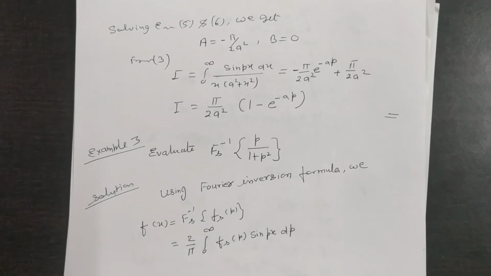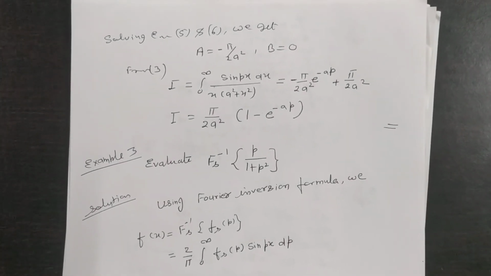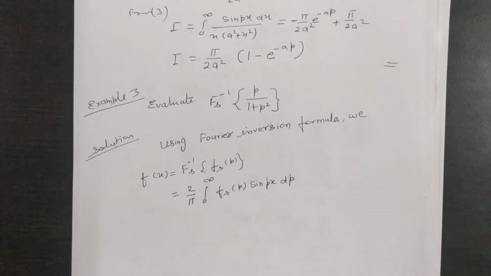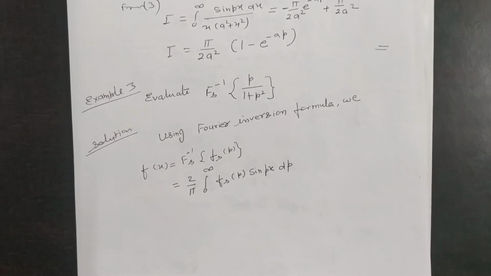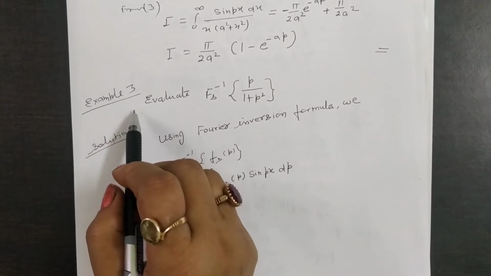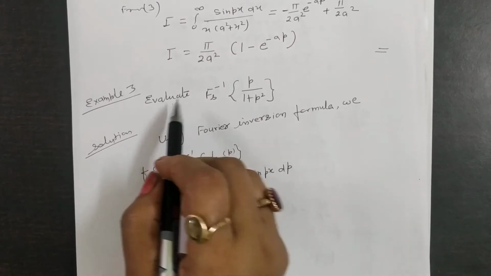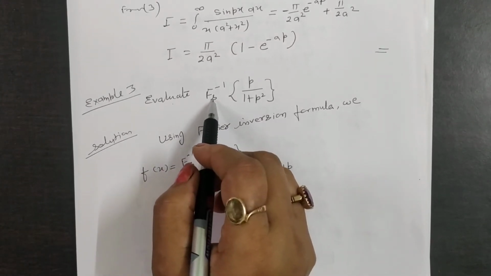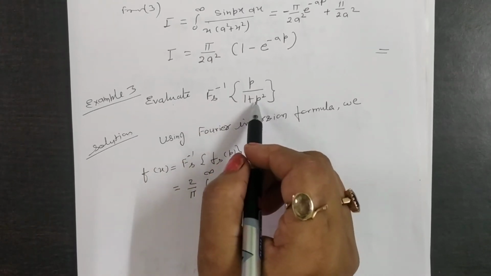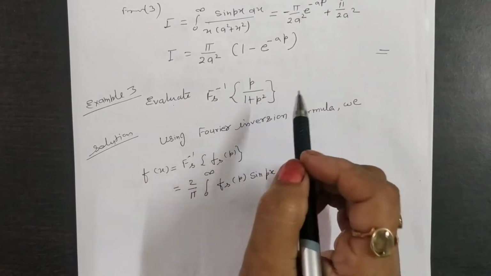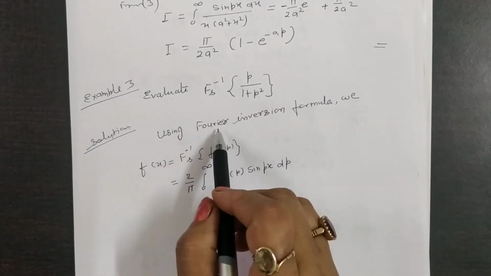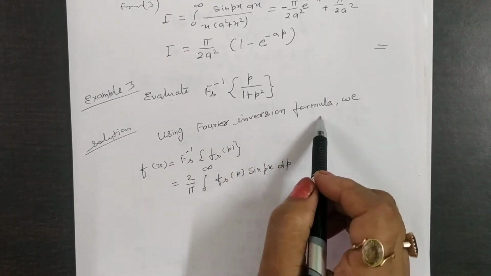Okay, students. Now I will explain some other questions of the Fourier transform. The third example is: evaluate the inverse Fourier sine transform of Fs(p) = p/(1 + p²). Here in this question we use the Fourier inversion formula.